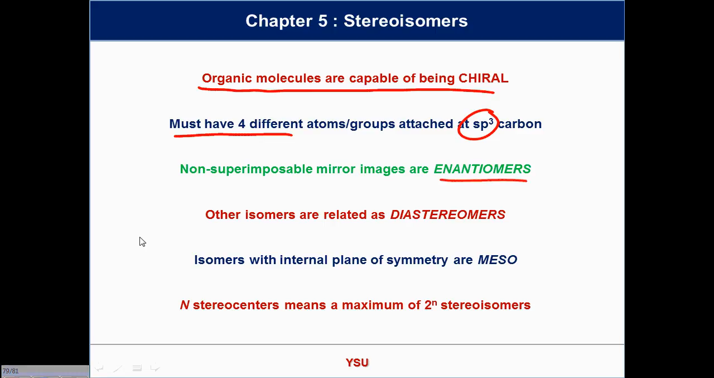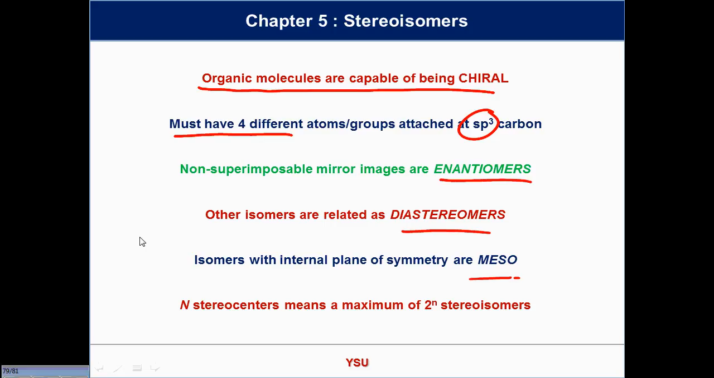We had this idea of definitions. Enantiomers were non-superimposable mirror images, and if they weren't enantiomers, as the compounds got more complicated and you put several stereocenters in there, you're looking at diastereomers. Those relationships must be in there somewhere. Sometimes you don't get 2 to the n, you get fewer, and that's based on this idea of meso.